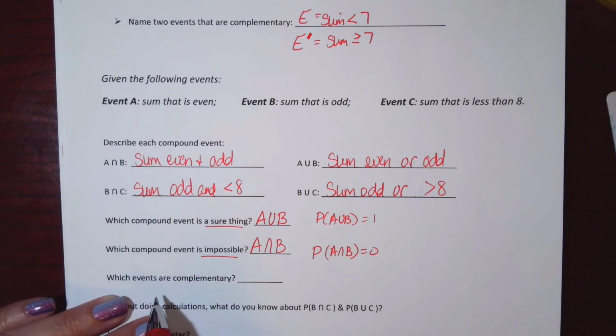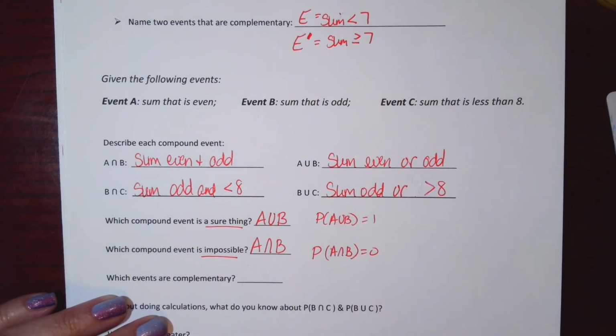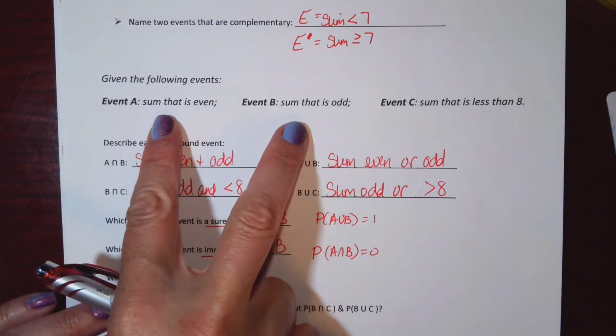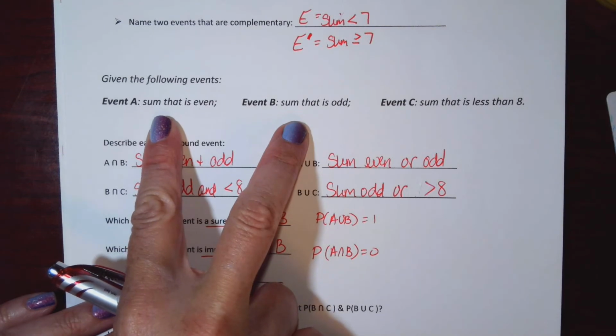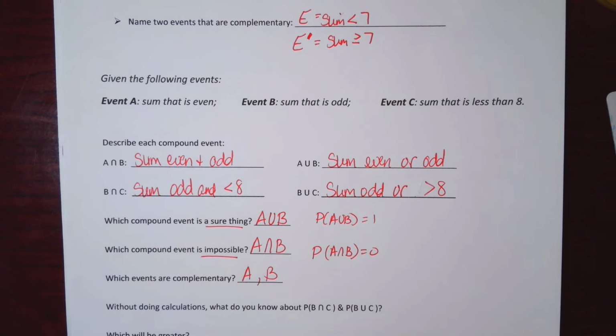Which events are complementary? Notice it doesn't say compound events. So if I look at A, B, C, which of the 2 are complementary events? Well, every sum that is listed is either even or odd, so A and B are complementary events.